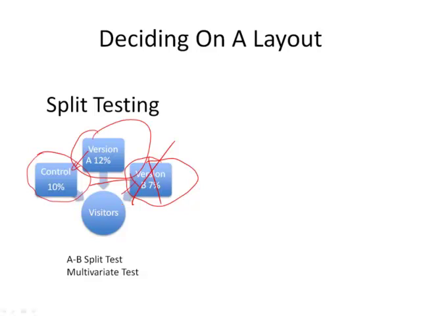There's also multivariate split testing, where, just like in psychology or clinical trials, you have your control and you have your variable that changes. But with multivariate, you can actually change multiple things on squeeze pages and test them at the same time. And it gets even more complex, with more complex calculations.